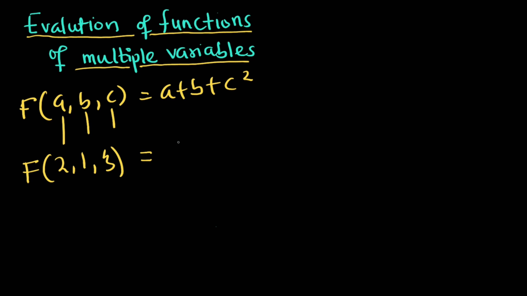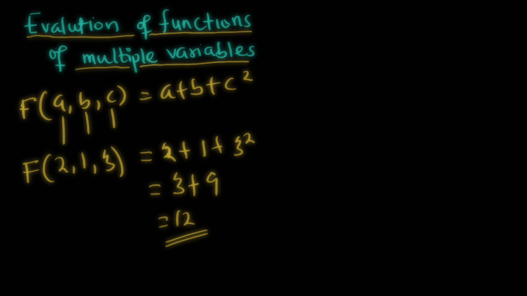So anywhere you see a, just put a 2 there. Anywhere you see a b, put a 1 there. Anywhere you see a c, put a 3 there. And then you simplify the expression you have, solve this, and then you get the functional value at that point. Very simple. This will be 3 plus 9, and this should give you 12.